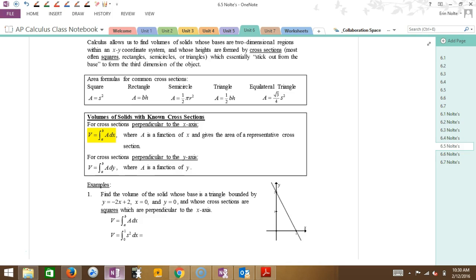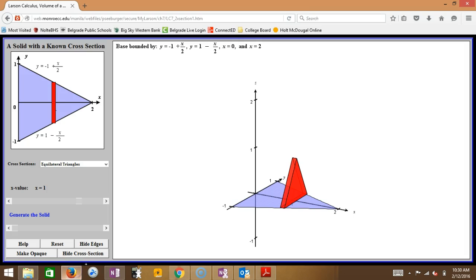Okay, so can you visualize it? So we're making a 3D graph in our brain. Yeah, in your brain. Absolutely.